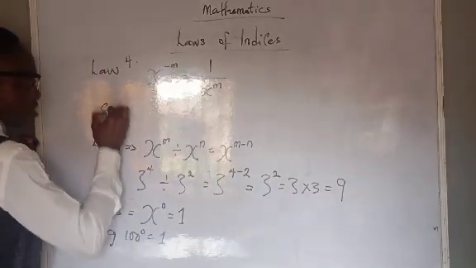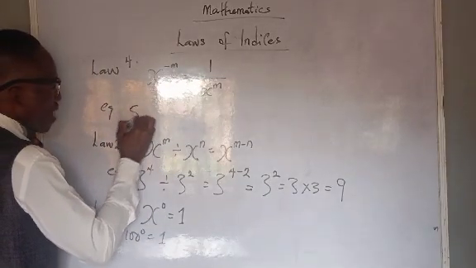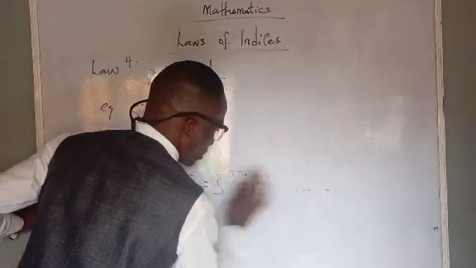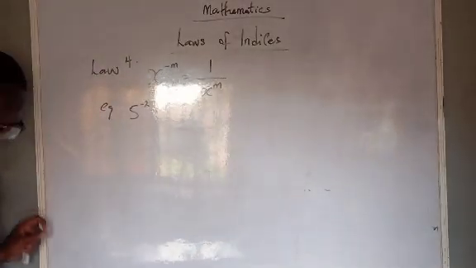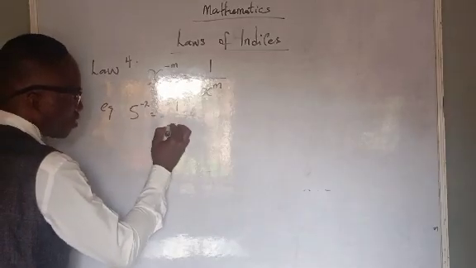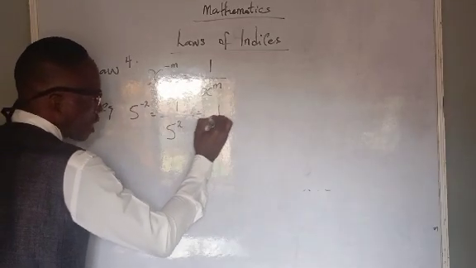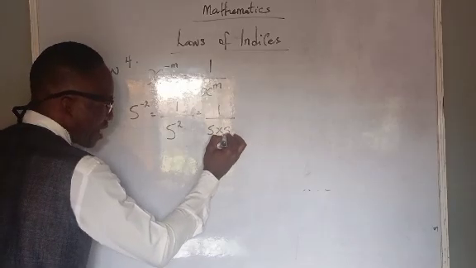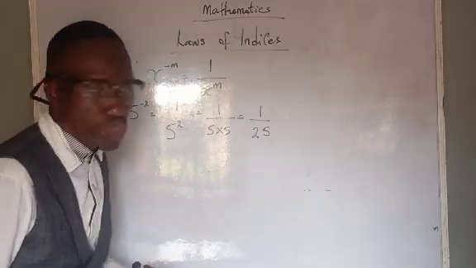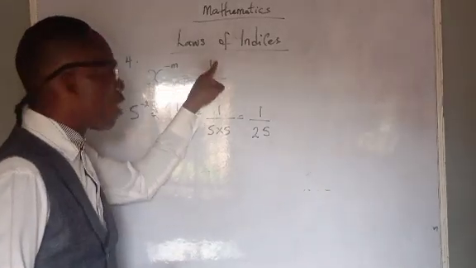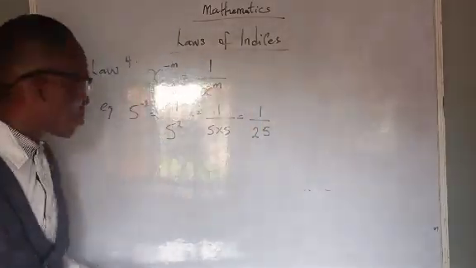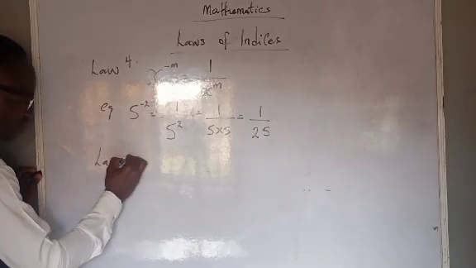So an example like this, if I have something like 5 raised to the power of minus 2, how will I go about it? Permit me to clean this. 5 raised to the power of minus 2. To follow this law, it will now be 1 all over 5 raised to the power of 2, which will be 1 over 5 times 5, which is 1 all over what? 25. Are you seeing the law now? So to remove the negative sign, you introduce the power of what? 1. Make 1 the numerator and make that number the what? Denominator.